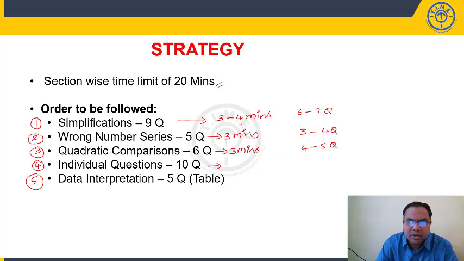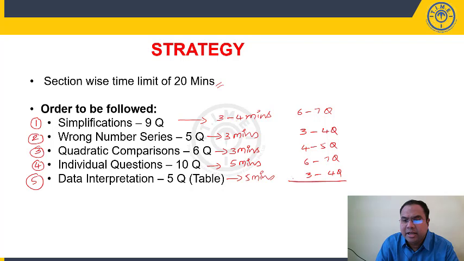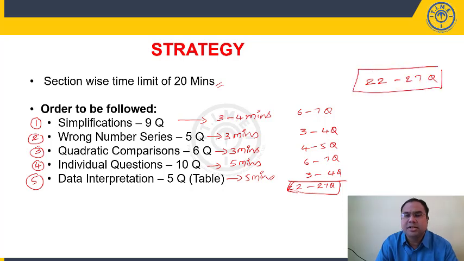Then 10 minutes are over, another 10 minutes remain. So spend 5 minutes on individual questions. In these 5 minutes, you can solve about 6 to 7 questions. Then spend your last 5 minutes on data interpretation, where you can solve another 3 to 4 questions. Adding up, 9, 13, 16, 22 to a maximum of 11, 16, 20, 27. So you can answer a minimum of 22 to a maximum of 27 questions easily.